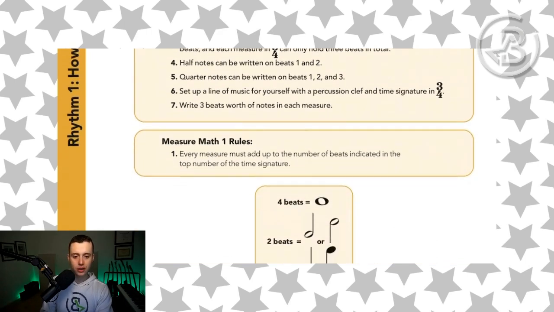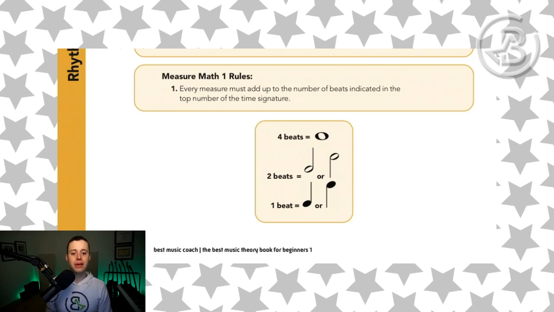As a reminder, measure math rules. Every measure must add up to the number of beats indicated in the top number of the time signature. Whole notes get 4 beats or 4 counts. Half notes get 2 beats or 2 counts, and quarter notes get 1 beat or 1 count. I will see you in the next lesson.